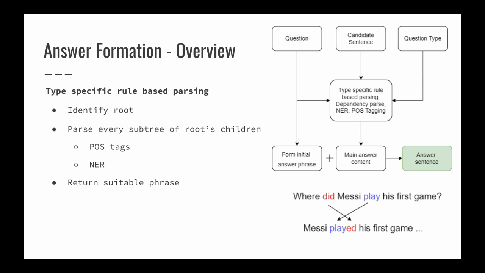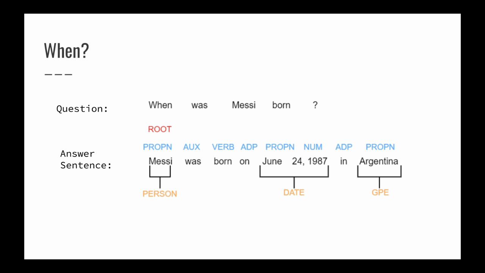Answer formation. First we convert the question to a declarative form. For example, "where did Messi play his first game" is converted into "Messi played his first game", and then the second part of the answer comes from specific rule-based parsing based on the candidate sentence and the question type.